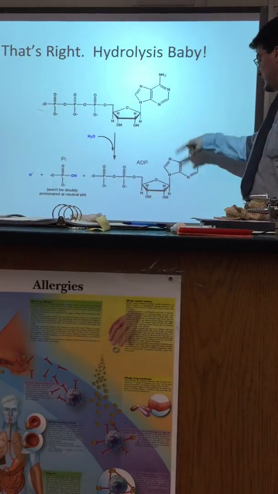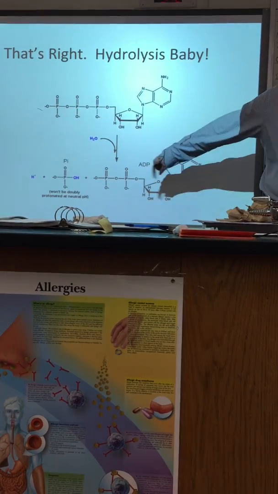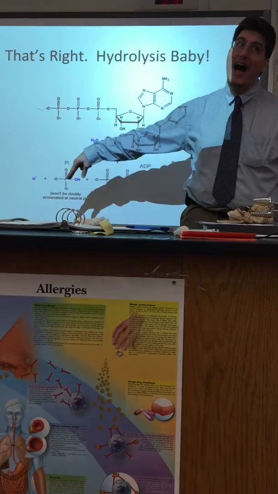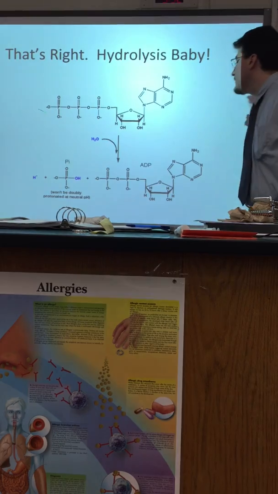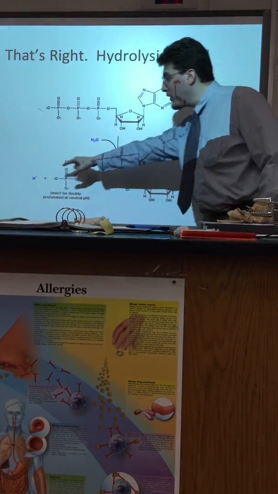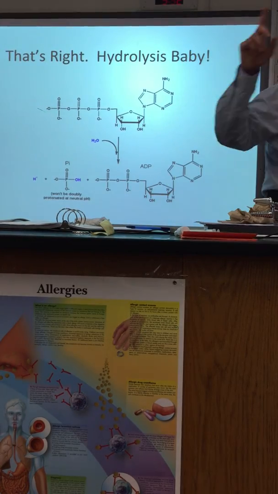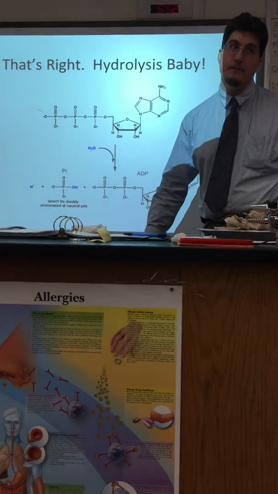Adenosine: adenine nitrogenous base, ribose pentose sugar, and diphosphate, two phosphate groups. And the inorganic phosphate: ADP and Pi, inorganic phosphate. Inorganic because it has no carbon.